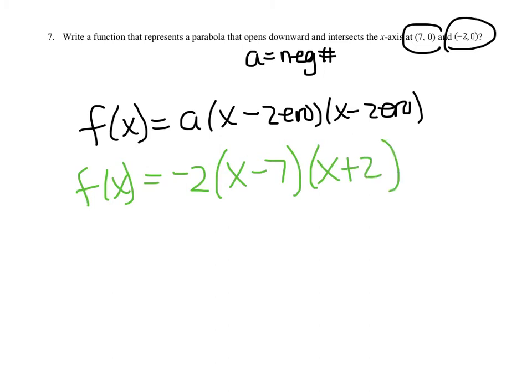Did everybody see where that came from? This was an x minus a positive 7, and this was an x minus a negative 2. And that's why it changed to positive 2.